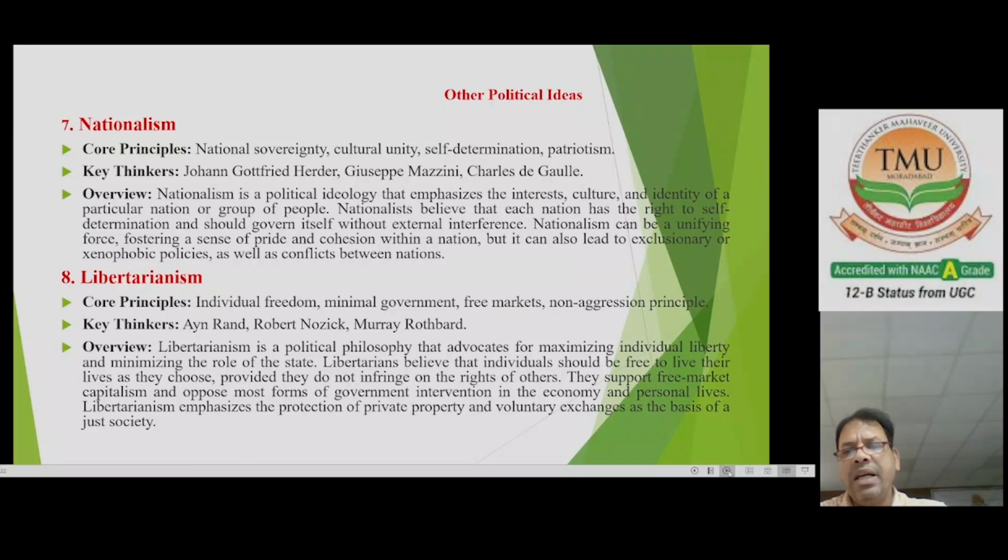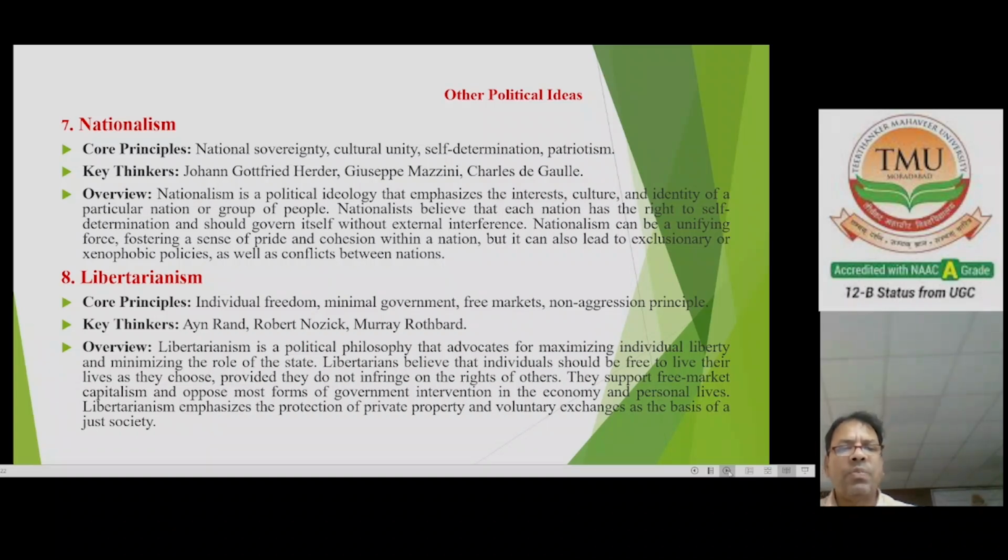Nationalists believe that each nation has the right to self-determination and should govern itself without external interference. Nationalism can be a unifying force, fostering a sense of pride and cohesion within the nation, but it can also lead to extremist or xenophobic policies as well as conflicts between nations.